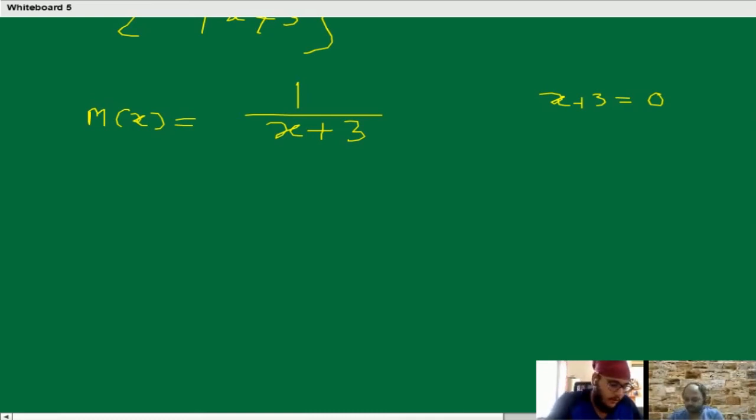The value of x would be 0 minus 3, sir. x should be equal to minus 3. Okay. Is it clear? Yes, sir. Okay. So now, sir, how will you write it in notation?